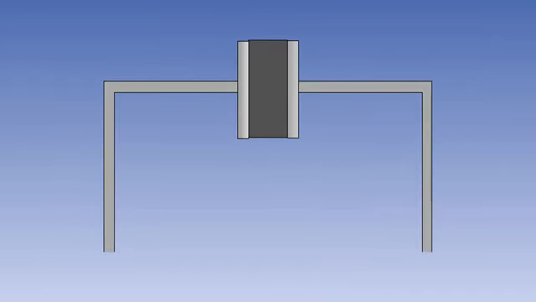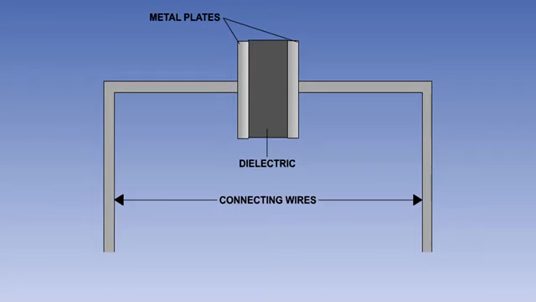A capacitor is a device that stores electrical energy in the electrical field that can be created between two conductors that are separated by an insulator. In its simplest form, a capacitor consists of two metal plates separated by an insulating material called a dielectric. Wires connected to the plates allow the capacitor to be connected into an electrical circuit.